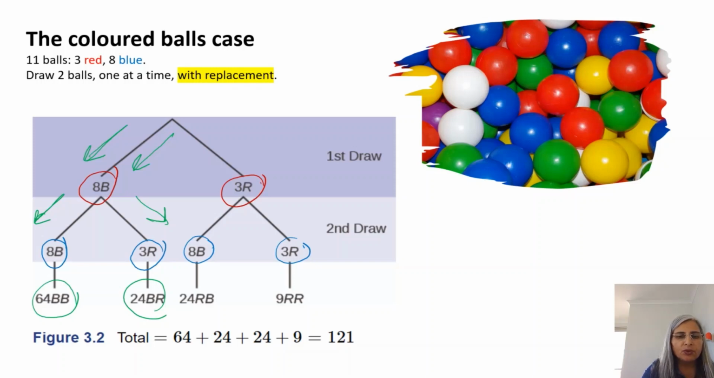And similarly, there will be 24 combinations if we pick a red ball first and then a blue ball. So the combination would be RB this time, but the probability would again be 24. And the last choice would be when a red ball is followed by a red ball. So the red ball is picked both of the times. So the probability would be 9 for an RR combination, which is here. And we can see that the total probabilities would be 64 plus 24 plus 24 plus 9, which is 121, which should have been the case.